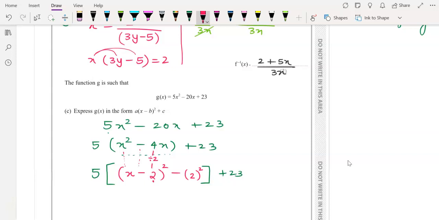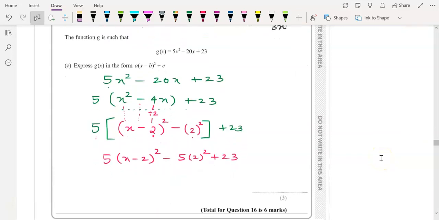Now open the bracket and multiply 5 to the bracket, multiply 5 to 2 square. So 5 bracket x minus 2 square minus 5 times 2 square, and you have positive 23 here. Now when you simplify it further, you get 5 x minus 2 whole square. 2 square is 4 times 5, negative 20 plus 23 gives you 3. And this is what the question is: find the bracket x minus 2 square plus 3, the vertex form.